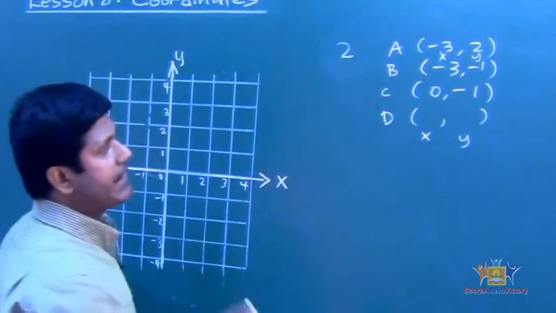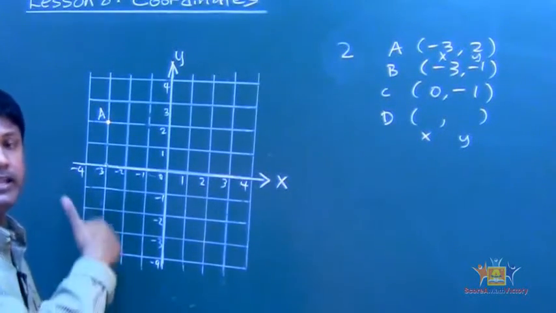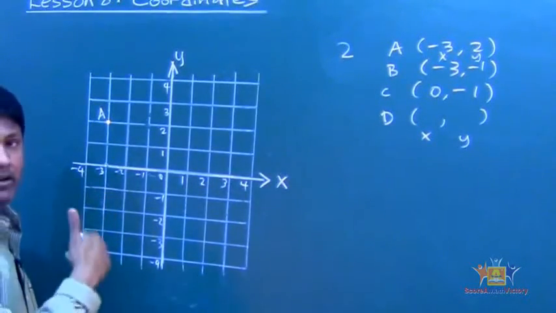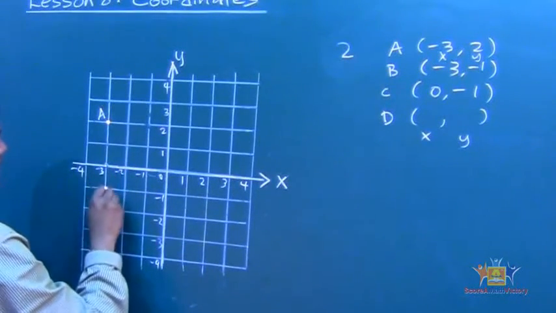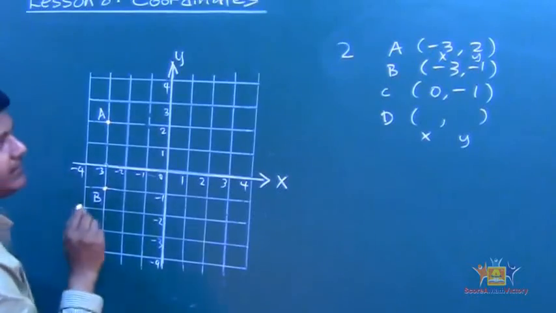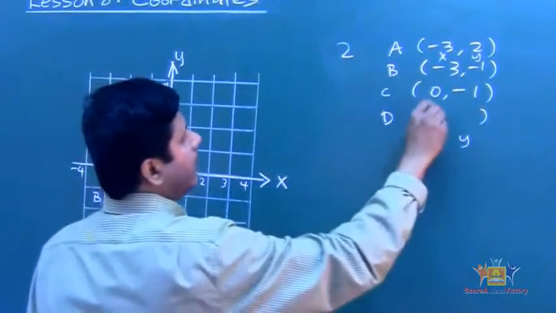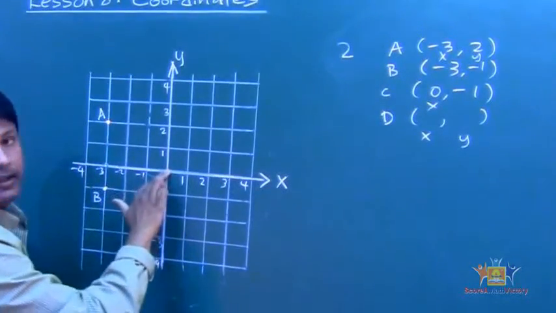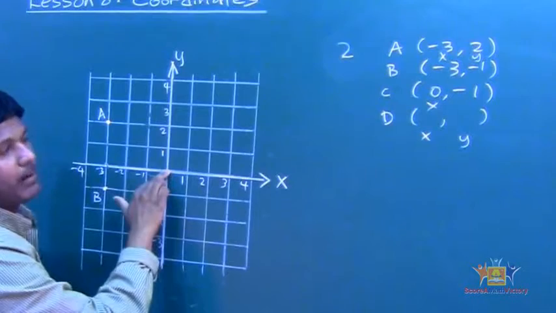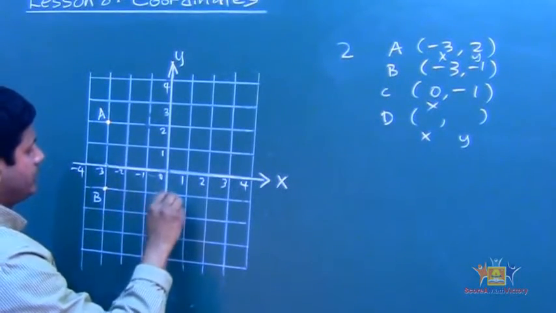Now B is going to be -3, -1. Again, we're going to the left by 3, then down by 1. So 1, 2, 3, down by 1, right there. And that's going to be your B. And then C is 0. X is 0. So where's the axis? The X-axis is right there, and it's 0 right there. And down by 1 for Y. Down by 1, right there.